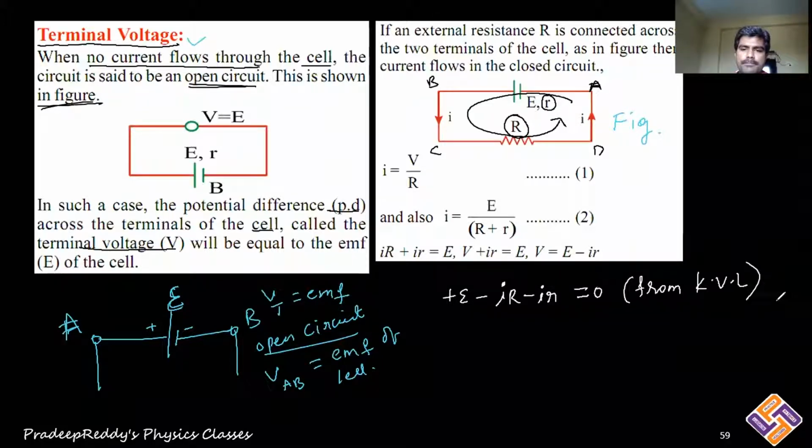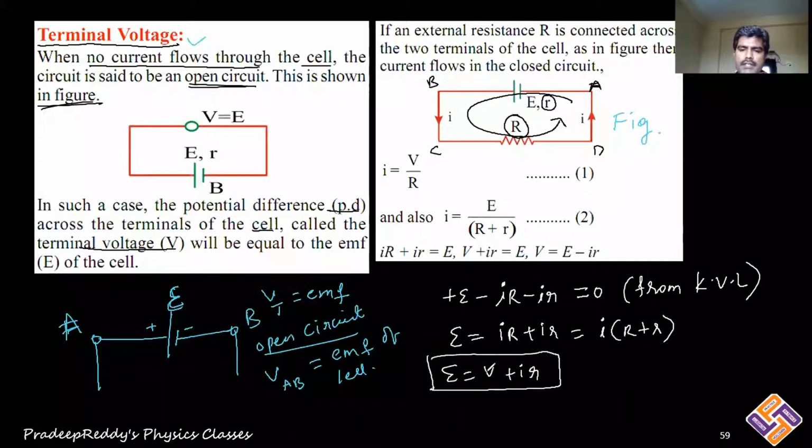Kirchhoff voltage law. Starting from A, I am writing the KVL equation for this whole loop A, B, C, D. So E is equal to I capital R plus I small r, which is I into capital R plus small r. But what is IR? IR can be written as V. So E will be equal to V plus Ir, where V is called the potential difference and E is called the EMF of the cell.